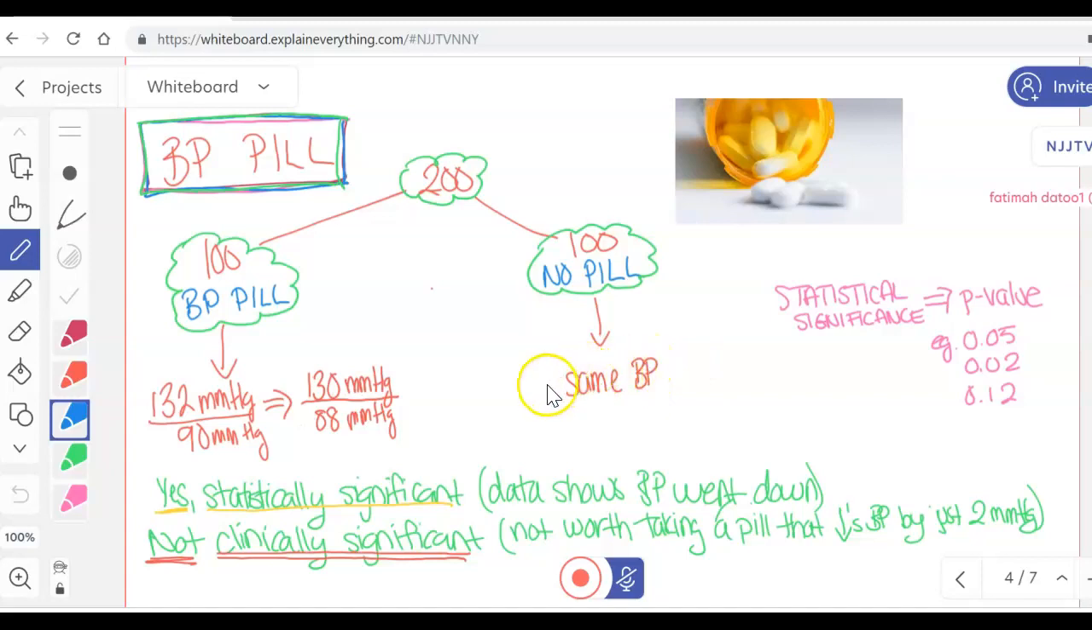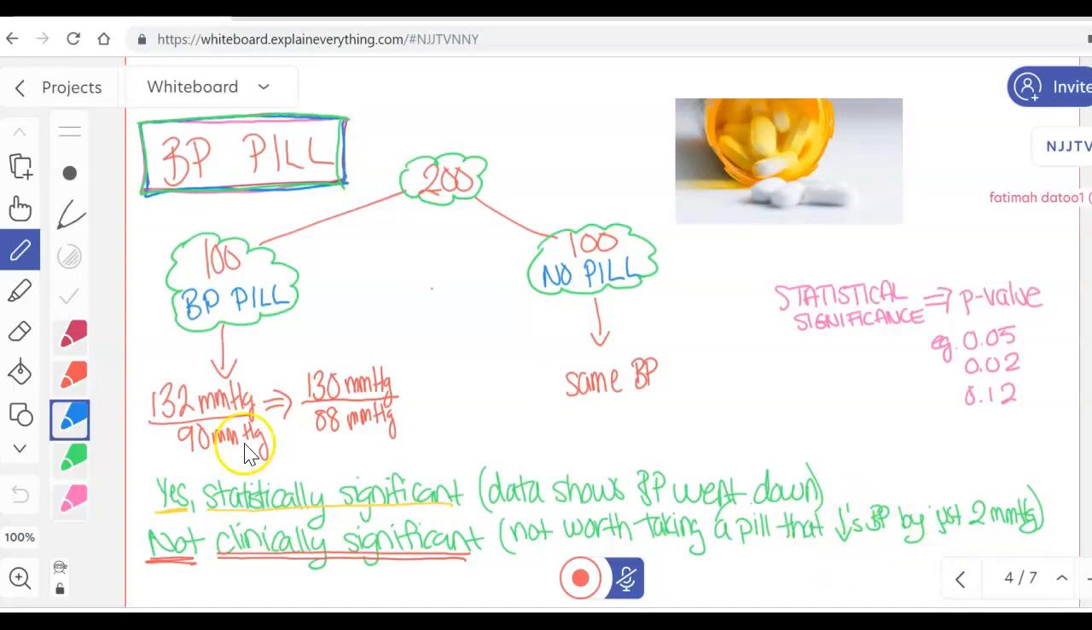So is it statistically significant? Yes, it is statistically significant because they did drop. They dropped by 2, from 132 to 130. So yes, it is statistically significant because when we got all their information, all those 100 people, we found that the average was that the BP did go down. Is it clinically significant? No, it's not clinically significant because a doctor would not recommend this pill because it just decreased the blood pressure by just 2 millimeters of mercury.